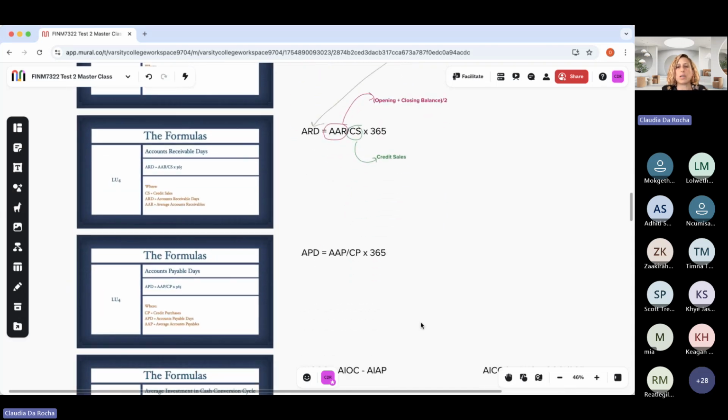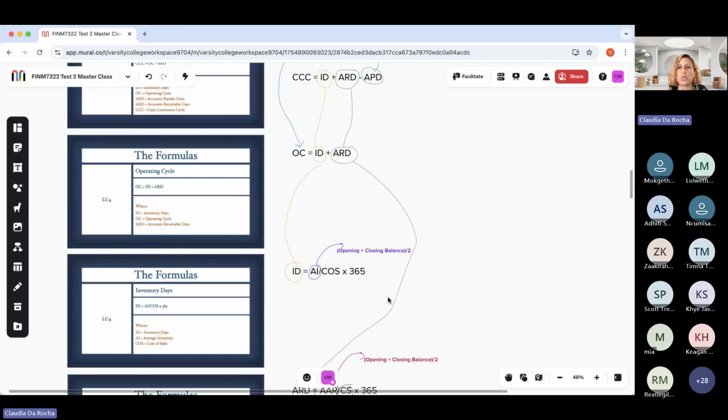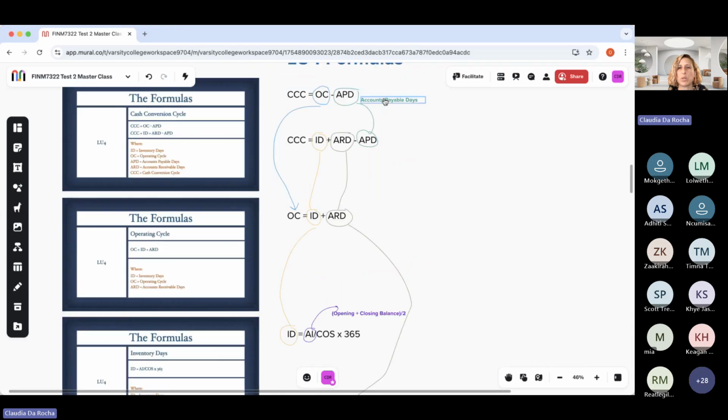Right, with accounts payable days, which also goes into our formula here. So accounts payable is here.